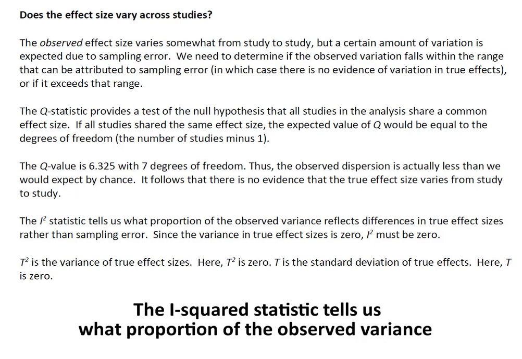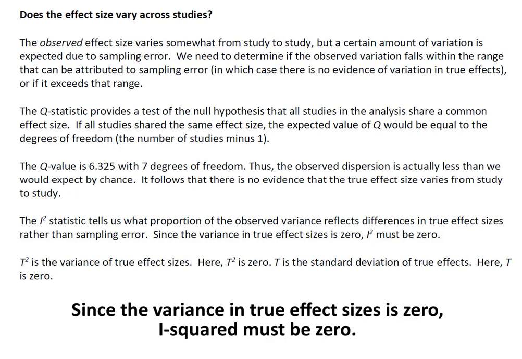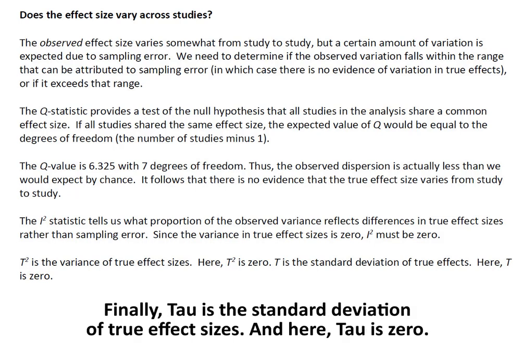The I-square statistic tells us what proportion of the observed variance reflects differences in true effect size rather than sampling error. Since the variance in true effect sizes is 0, I-square must be 0. Tau square is the variance of true effect sizes, and here tau square is 0. And finally, tau is the standard deviation of true effect sizes, and here tau is 0.